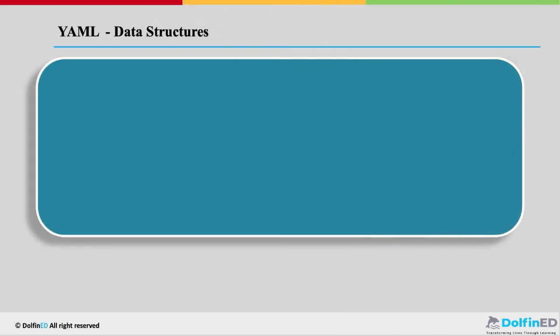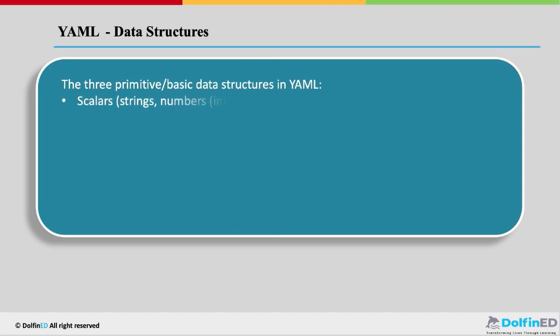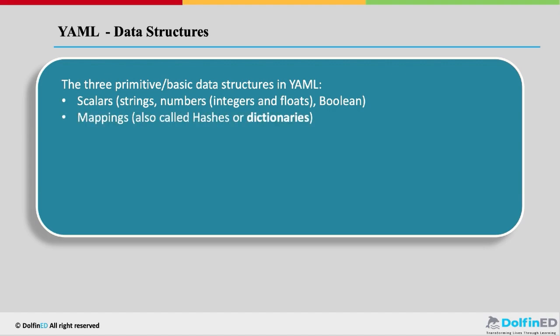Now, what are the data structures? How can I write the data? The three primitive or basic data structures used heavily in YAML are, first, the scalars, as we have seen: strings and numbers. Numbers could be integers, floats or decimals. It could be Boolean. It could be a date, as we have seen. Also, we use mappings, which are called hashes or dictionaries. You don't need to worry about what these are right now. We are going to look at that in a separate lecture. And then we have sequences, used when you have data where the order is important, also called arrays or lists.